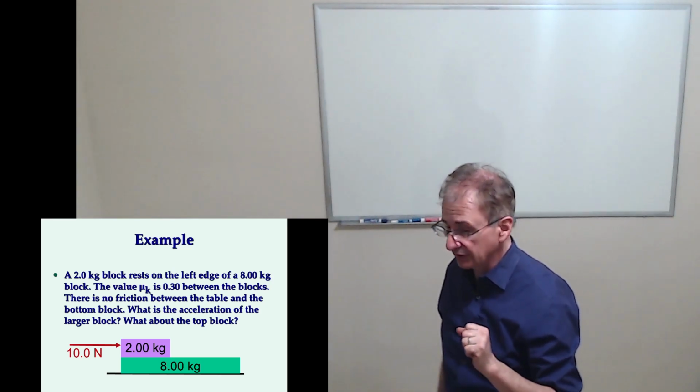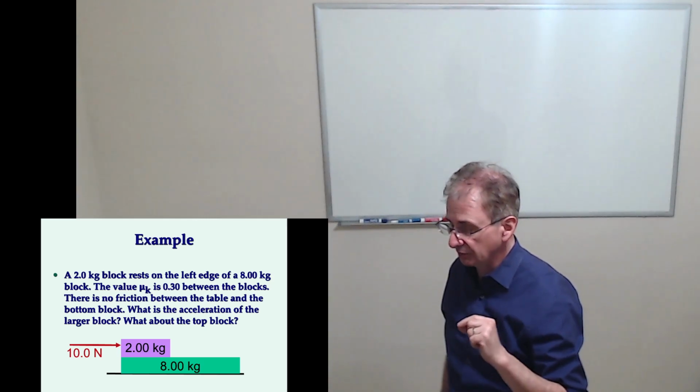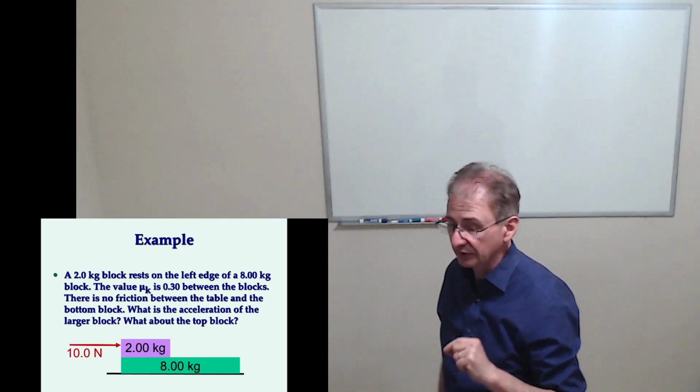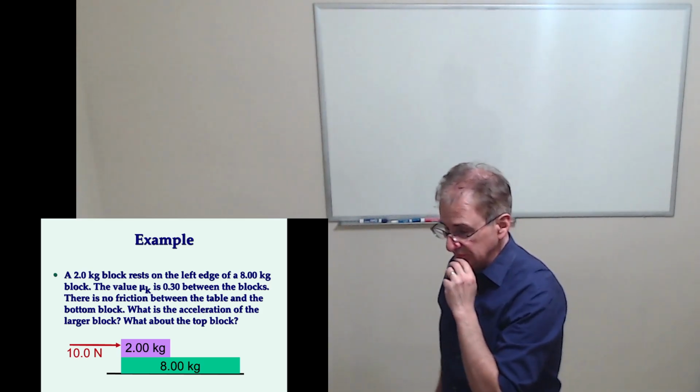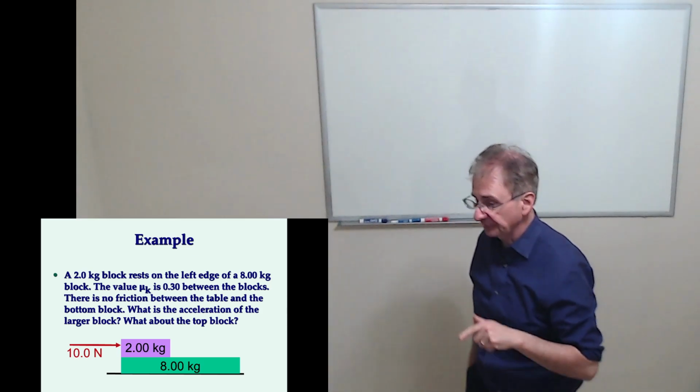Now what we're given is there's friction between the two blocks, but there's no friction between the bottom block and the surface it rests on. And so what we want to do is find the acceleration of each object.